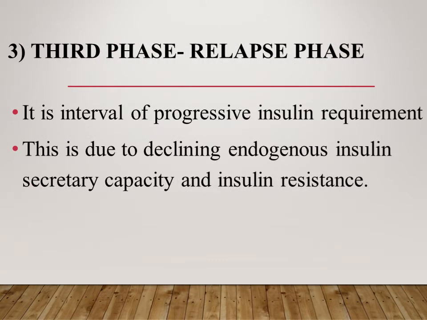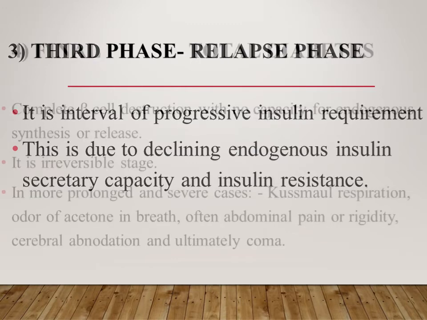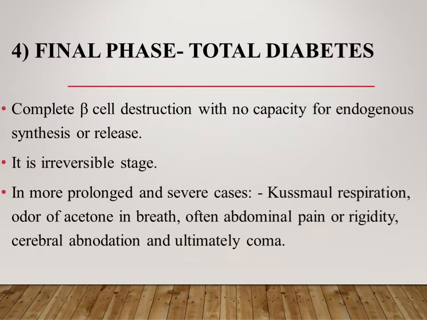The third phase, the relapse phase, is the interval of progressive insulin requirement, and this is due to declining endogenous insulin secretory capacity and insulin resistance. And the fourth phase is the final phase in which diabetes occurs. Here, there is complete beta cell destruction with no capacity for endogenous synthesis or release. It is an irreversible stage. In more prolonged and severe cases, Kussmaul respiration, odor of acetone in breath, often abdominal pain or rigidity, cerebral obtundation, and ultimately coma will occur.